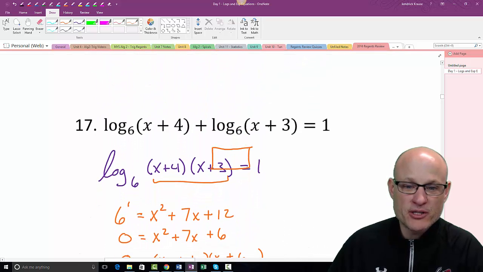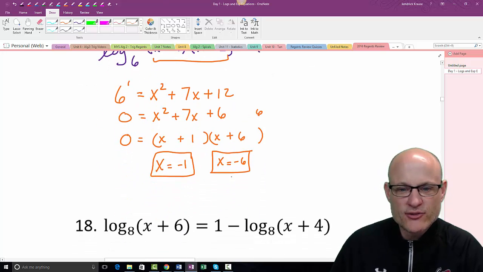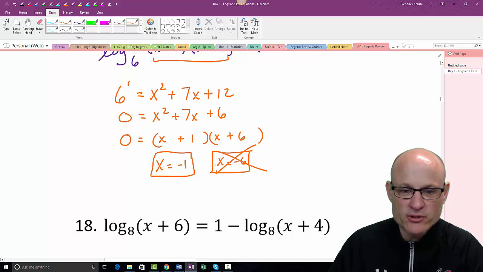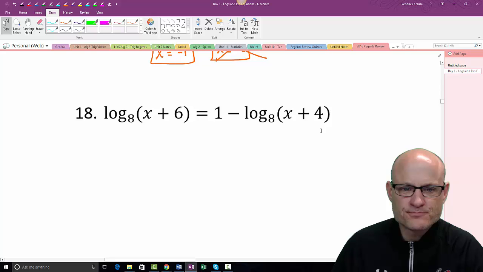If I come back up here and put a negative 6 in here or in here, both of those would turn negative, so it cannot be a solution. So my answer is negative 1.